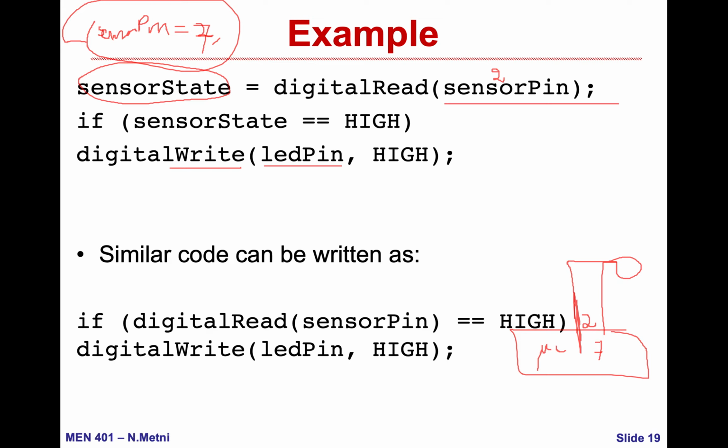This is another optimization if you want. There is no need to create an integer sensor state here. I can put the digital read of the sensor pin directly here, so this will be removed and this will go here. So I have: if digital read sensor pin equals high, do directly. This is another way of writing this code.